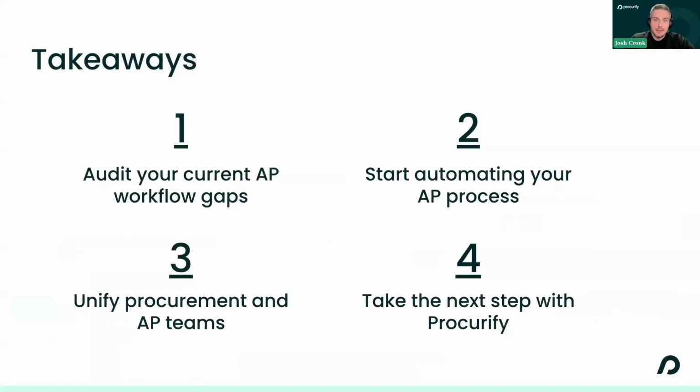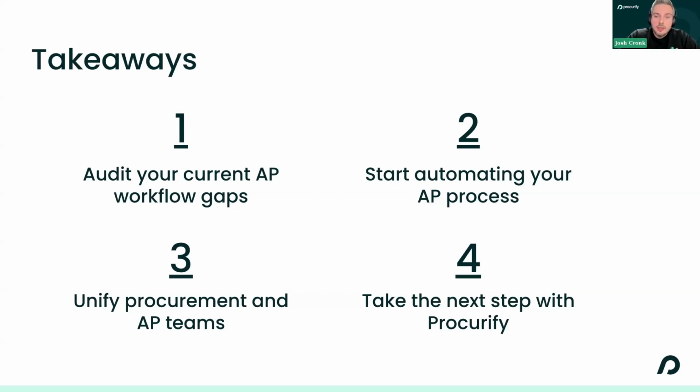But before we get to that, as we conclude this presentation, I wanted to first offer some takeaways for you. First, we encourage you to audit your current AP processes so that you can start to identify those inefficiencies in your organization, whether that be the manual invoice handling or maybe a lack of visibility into your purchase orders. And once you've done that due diligence, you can start to map out where automation can make the biggest impact for your business.